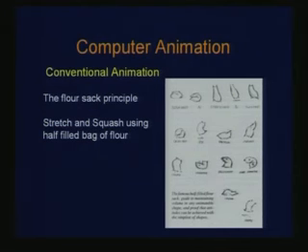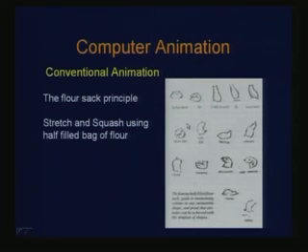So, it is a very simple idea. Imagine there is a sack with partial flour in it, and then what you are trying to do is squash and twist and deform that sack to be able to generate various effects. That is what is illustrated here. This is completely squashed, this is stretched, this is twisted. All this is showing that you can actually generate various forms and shapes using the technique of squash and stretch.